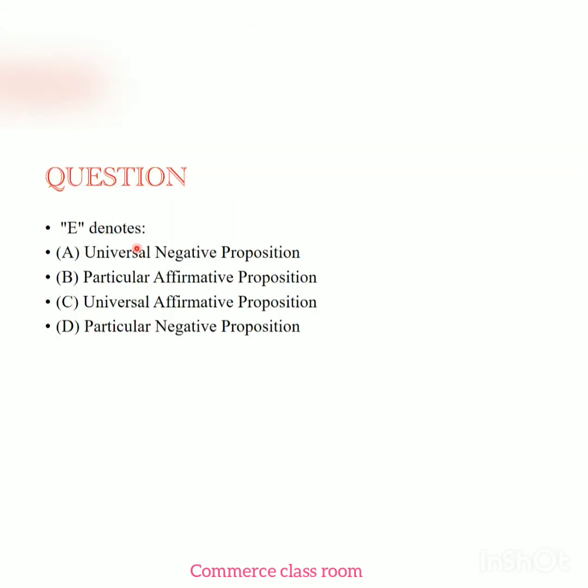Next question, A denotes option A, universal negative proposition, option B, particular affirmative proposition, option C, universal affirmative proposition, option D, particular negative proposition. Our answer is option A, universal negative proposition.